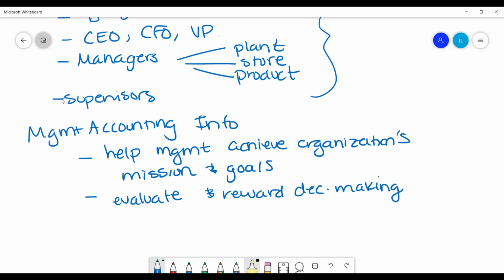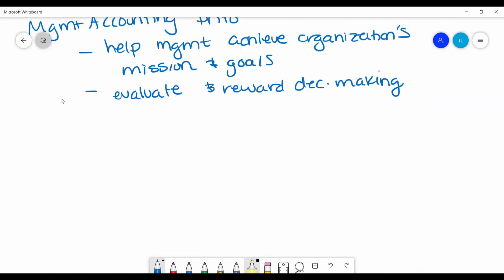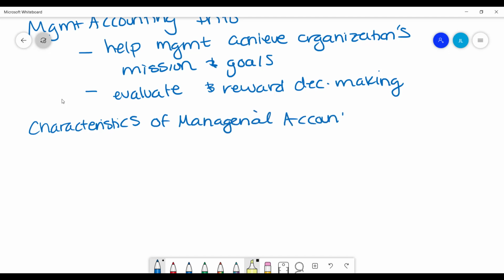But we're not going to be too focused on managerial accounting in this class. We just want to know how it is different from financial accounting. But one way to help us understand how it is different is to compare its characteristics to the characteristics of financial accounting information, which we just looked at, right? So let's just briefly go over the characteristics of managerial accounting information.